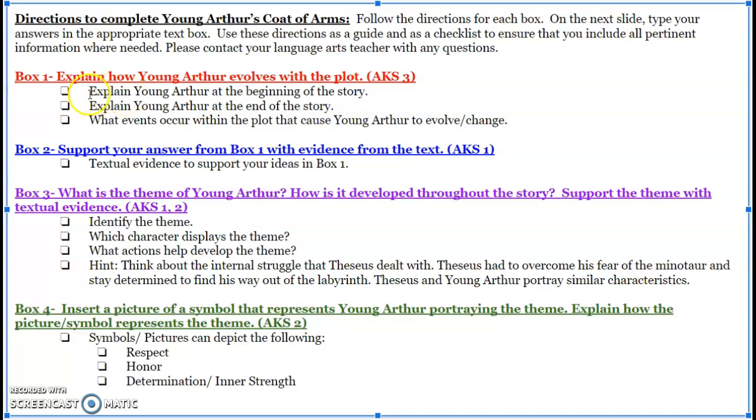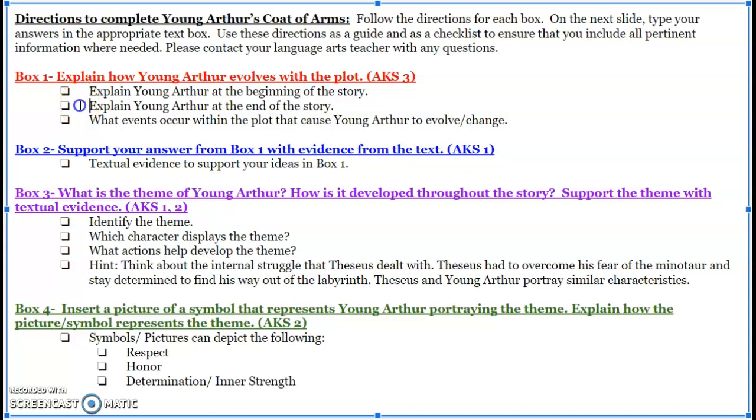So we have a checklist for you. What you need to do is, in the first box on the coat of arms, write a well-developed paragraph to show how young Arthur evolves with the plot. So you need to make sure that you explain young Arthur at the beginning of the story. Explain how he is. He's a young boy. He is determined. He is very loyal. He is not a knight, even though his brother Sir Kay is, but he is loyal to his brother. But he is also determined to become something more than what he is right now.